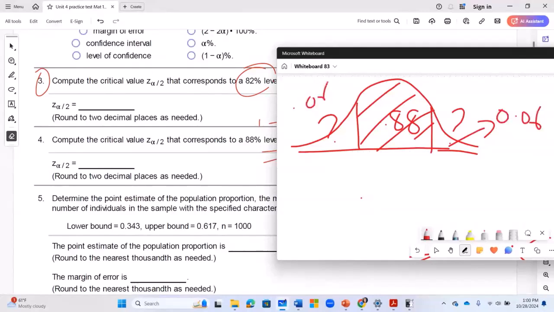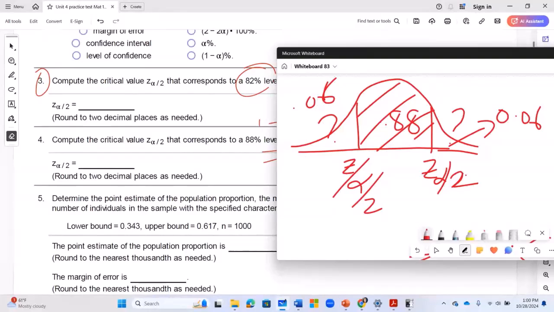0.06. In other words, now I'm looking for Z alpha over 2. Why am I calling it alpha over 2? I divided alpha by 2. So Z alpha over 2 is what I'm looking for, and I am looking for the percentile corresponding to Z alpha over 2. By the way, the 6th percentile is what I have.